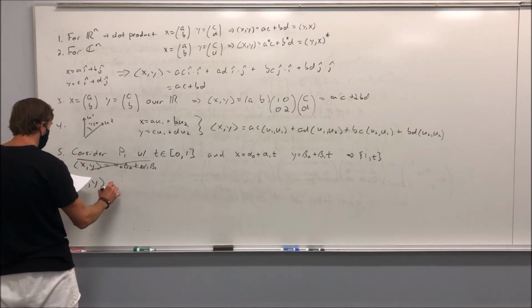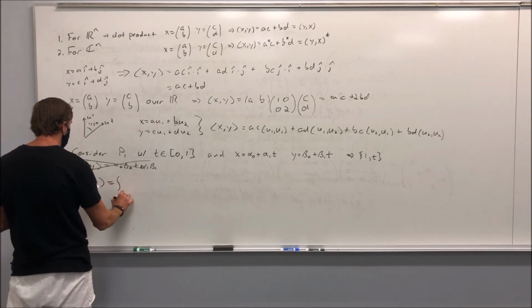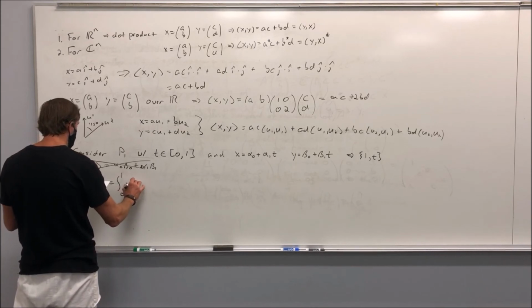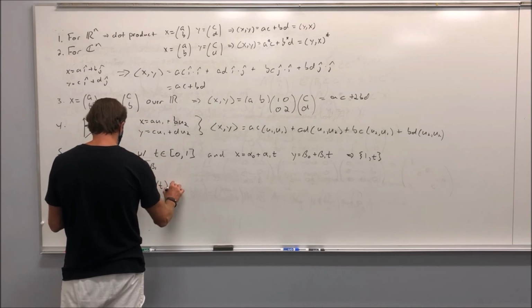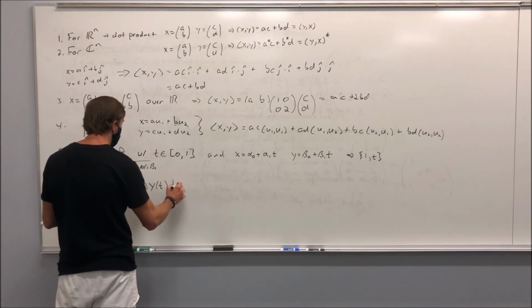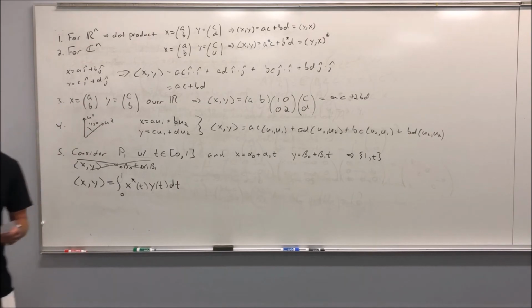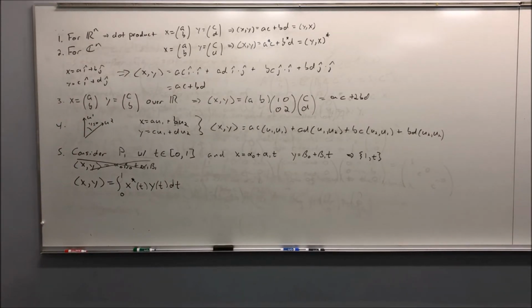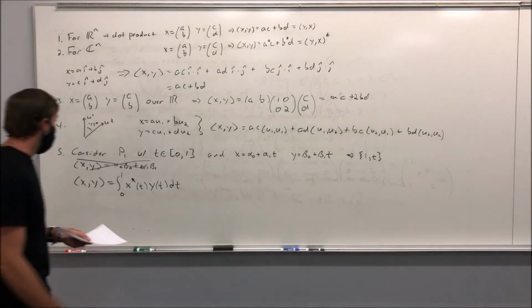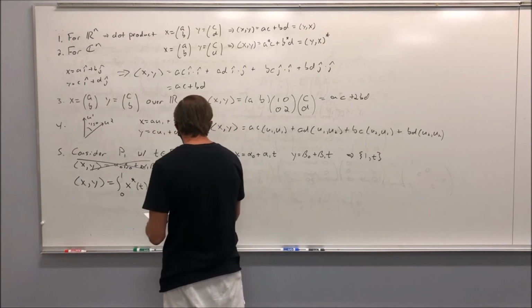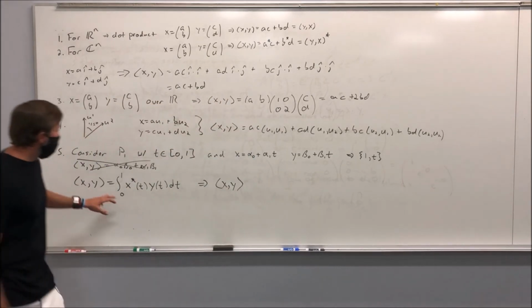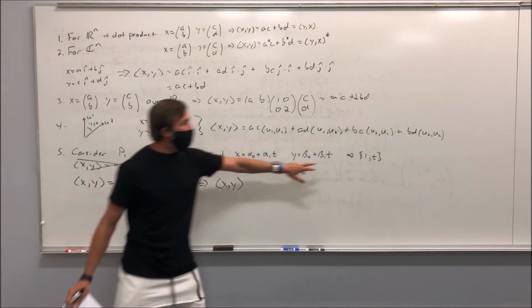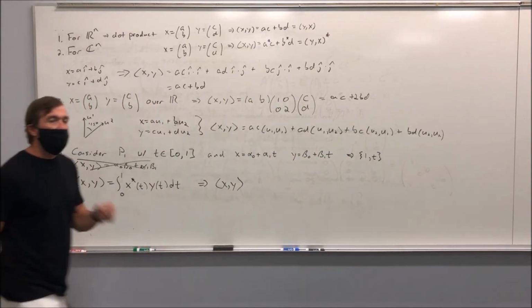X, inner product with y, is given by the integral from 0 to 1 of x star y dt, where both x star and y are functions of t. All right? Clearly, this integration over t is going to take care of this functional dependence.